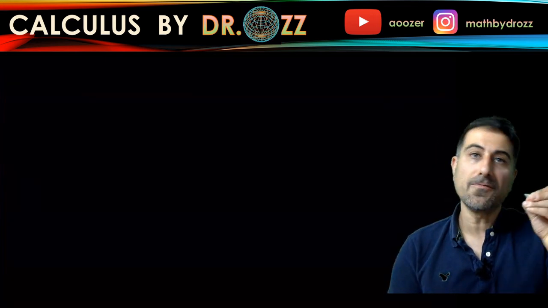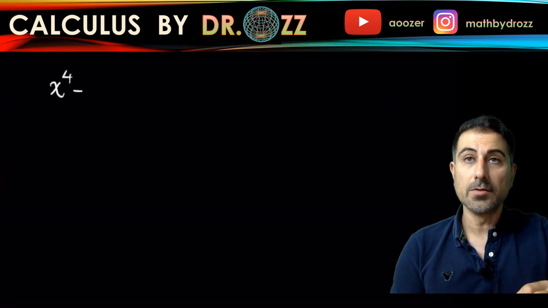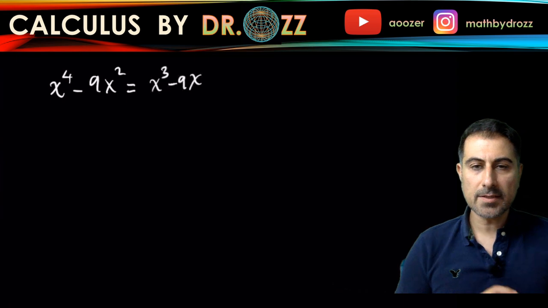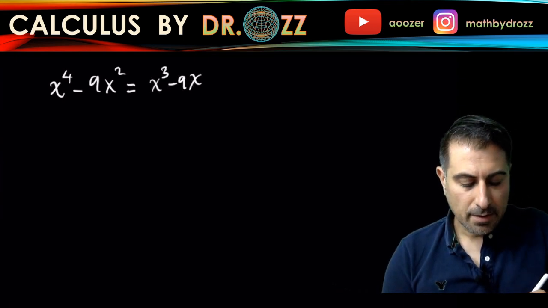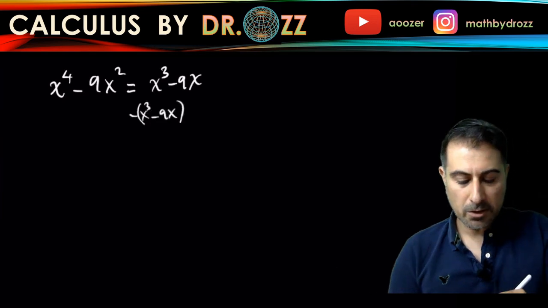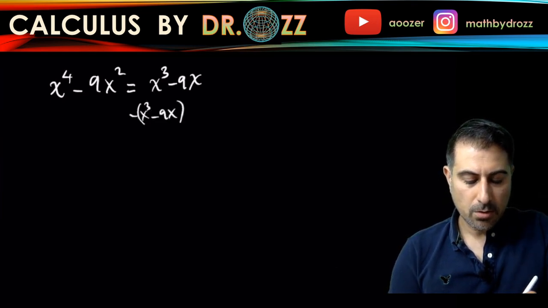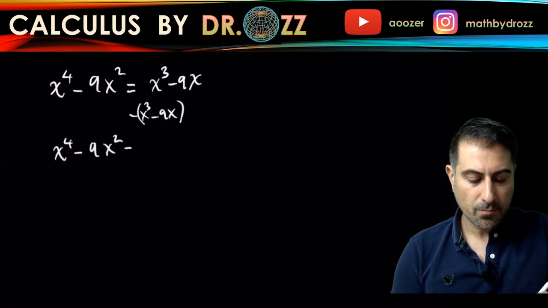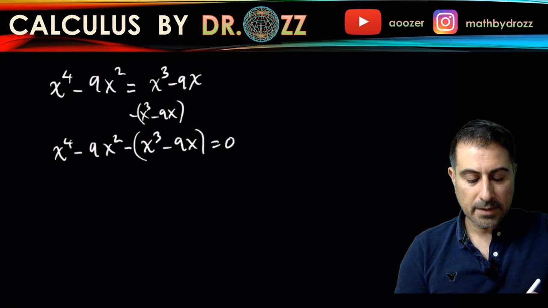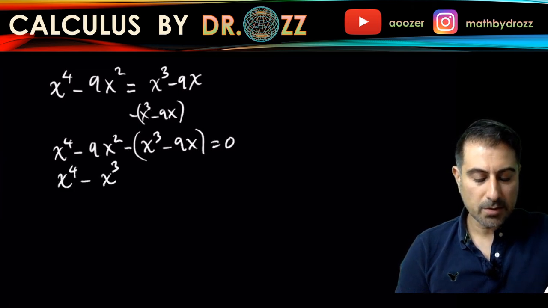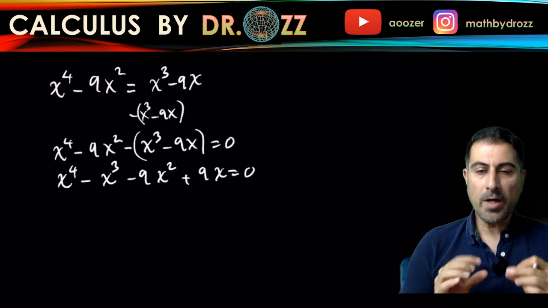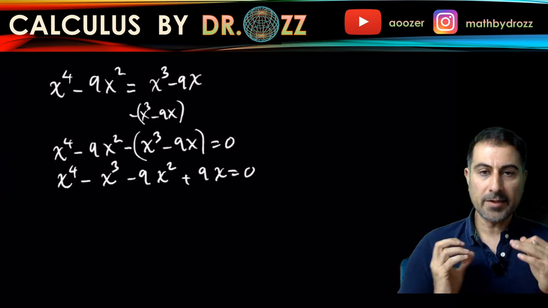I'm going to set x to the fourth minus 9x squared equal to x cubed minus 9x, okay? All right, so let's subtract x cubed minus 9x from both sides of the equation, so that we have a good fourth order polynomial. At this moment I want to rearrange these terms: x to the fourth minus x cubed minus 9x squared plus 9x equals 0. Okay, so I need to find the zeros of this equation. I need to know what x solves this fourth order polynomial, and this is an algebra question.